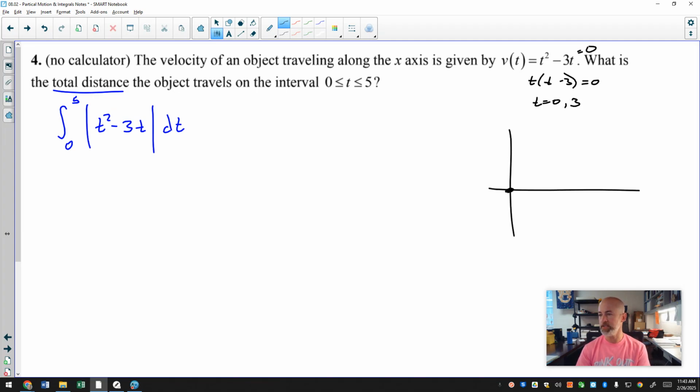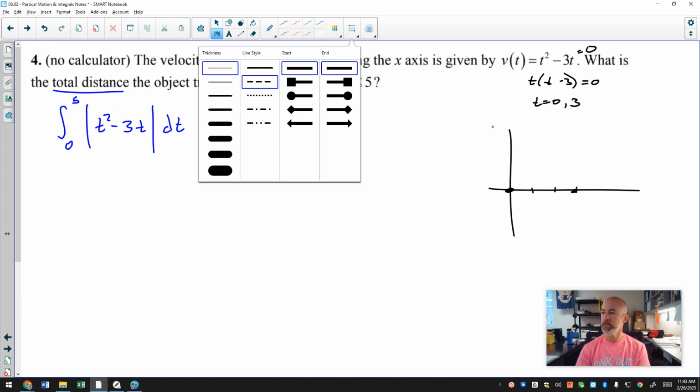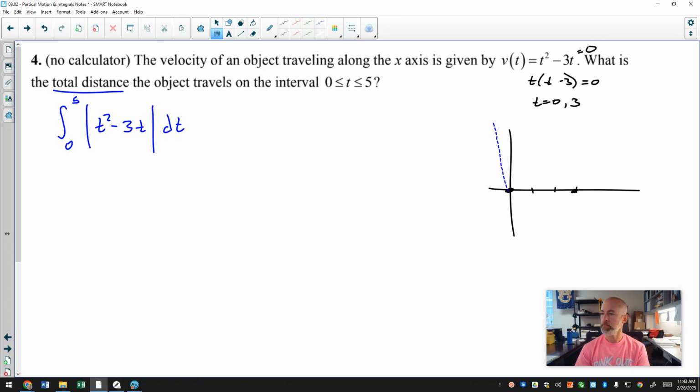We cross the t-axis at 0. We cross the t-axis again at 3. And my velocity is doing this. Comes down. It's a parabola that opens up. I have the two roots. Wow, I just missed it. Let's move that up some. There we go. So there's my velocity graph, but we're supposed to be doing the absolute value of velocity.